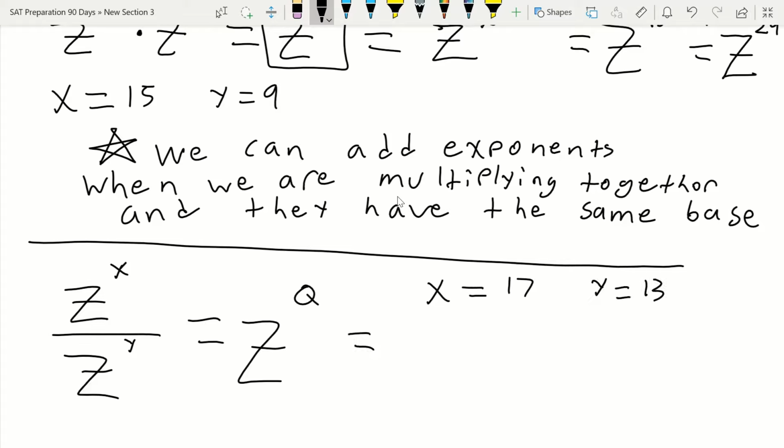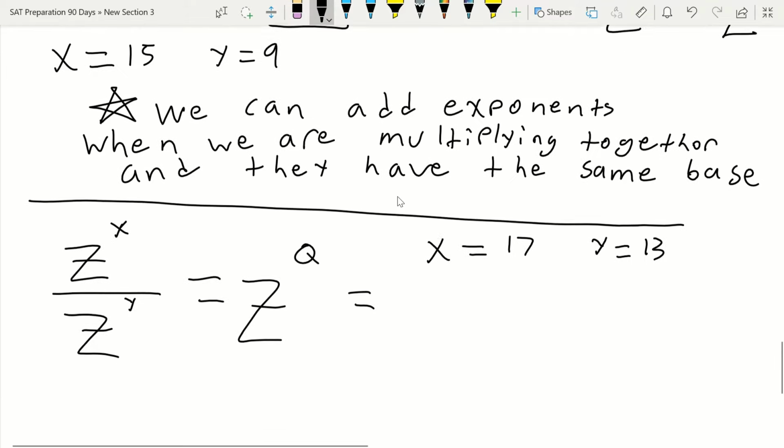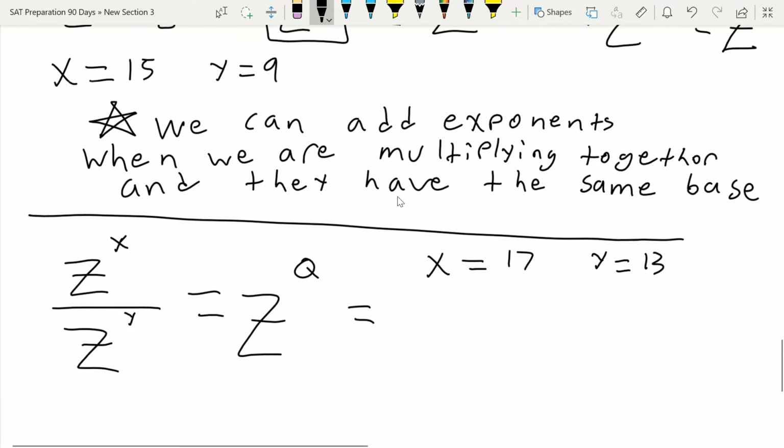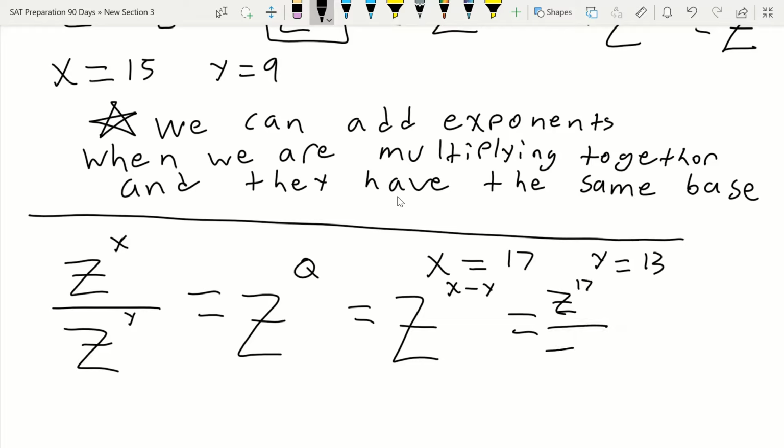So what we're going to do is subtract now. We have the same base, right? So once again, same base, which is important. You can only use this rule if you have the same base, which means we can go ahead and subtract. So we take z raised to the x, and we subtract the y, and that is going to give us z to the q. So right here, we could rewrite this. We have z to the x, we know x is the 17th power, and we have that all over z.